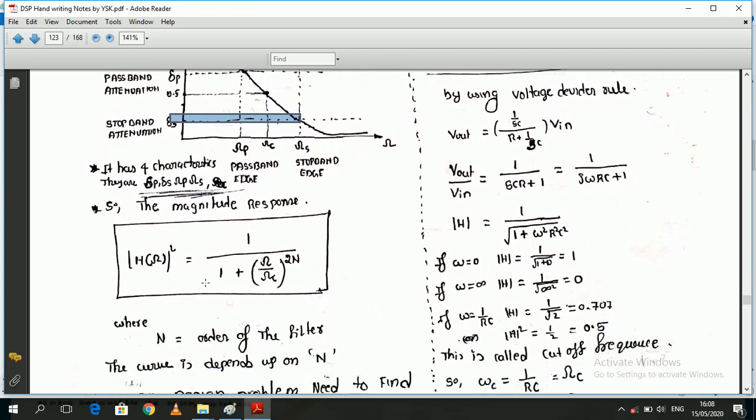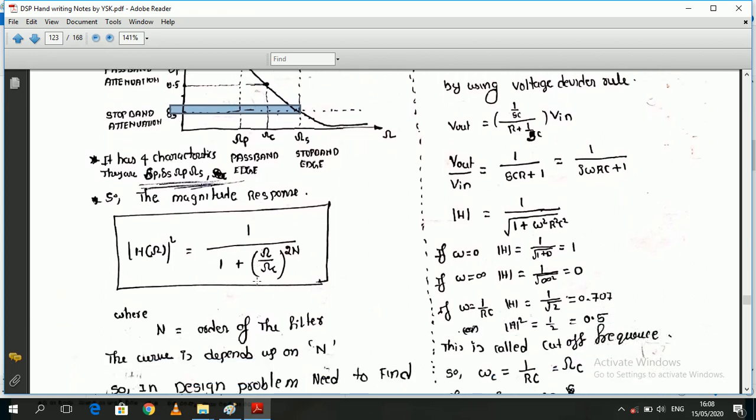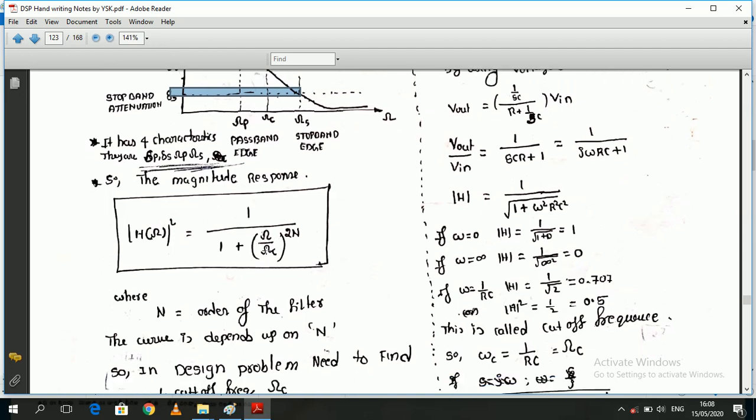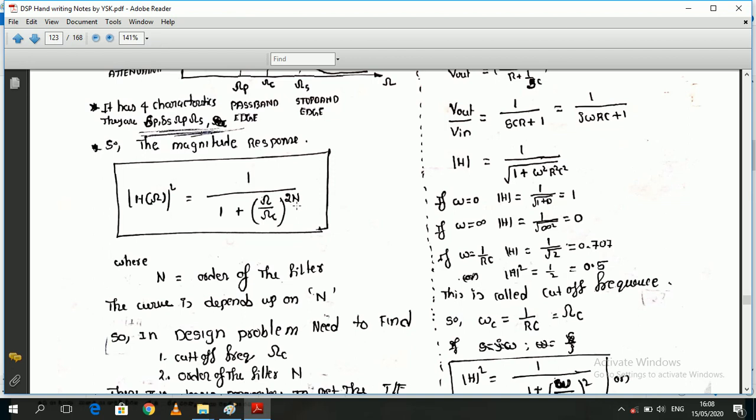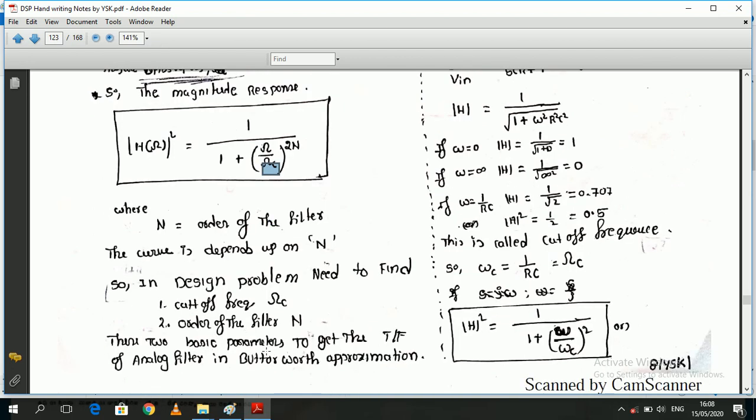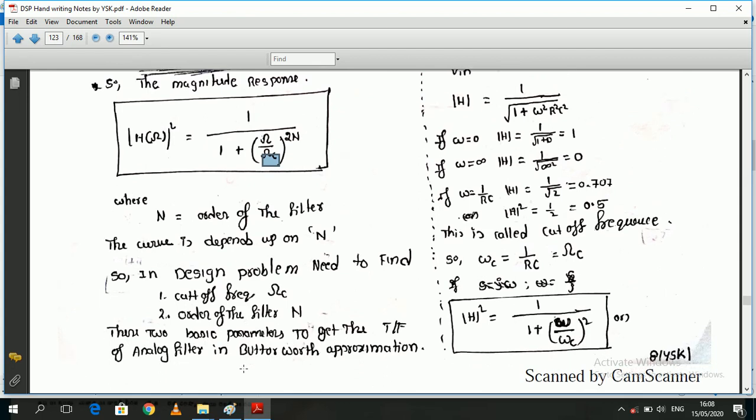But among these four characters, if you observe this transfer function, the transfer function mainly depends upon two values. That is, n is equal to the order of the filter, and the other one is omega c. These are the two basic parameters to get a transfer function of an n-order filter in a Butterworth approximation.